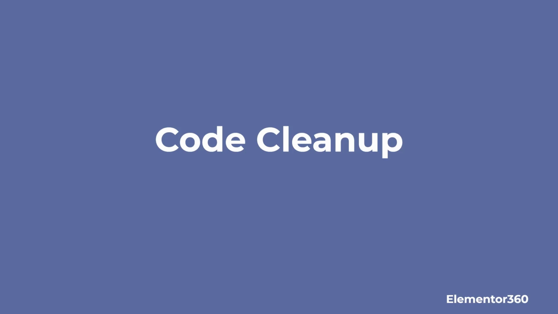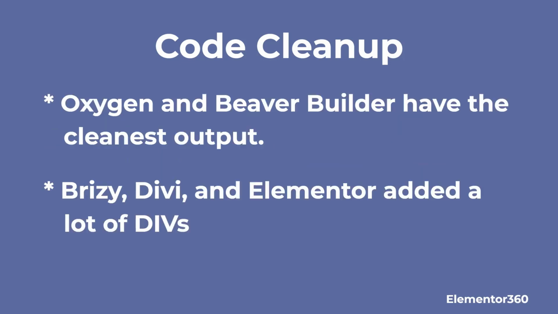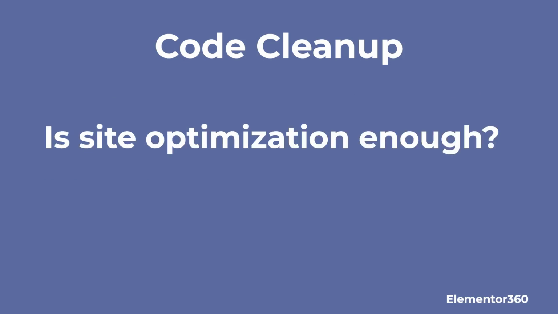Okay, the first big change is that Elementor did some code cleanup. Many page builders add extra HTML div tags to support their builder styles and animations. The Oxygen Builder and Beaver Builder are known for having cleaner output and fewer extra divs, but Brizy, Divi, and Elementor are known for adding extra output. Opinions are divided on how bad these extra divs are. They make the download size of the page bigger, which could slow down loading times. However, some say that doesn't really matter because you can fix it with a good caching plugin.